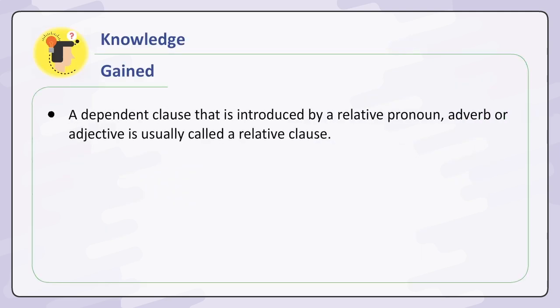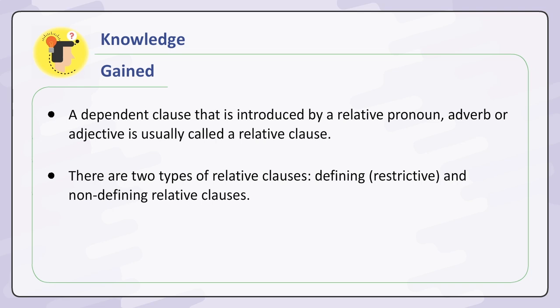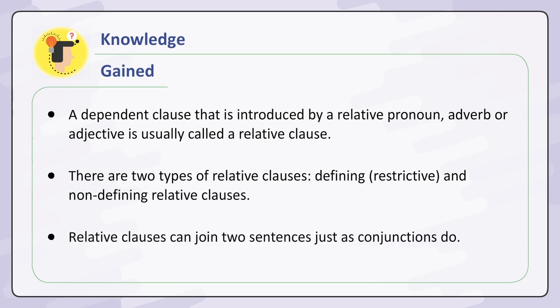Knowledge gained. A dependent clause that is introduced by a relative pronoun, adverb, or adjective is usually called a relative clause. There are two types of relative clauses: defining, or restrictive, and non-defining relative clauses. Relative clauses can join two sentences just as conjunctions do.